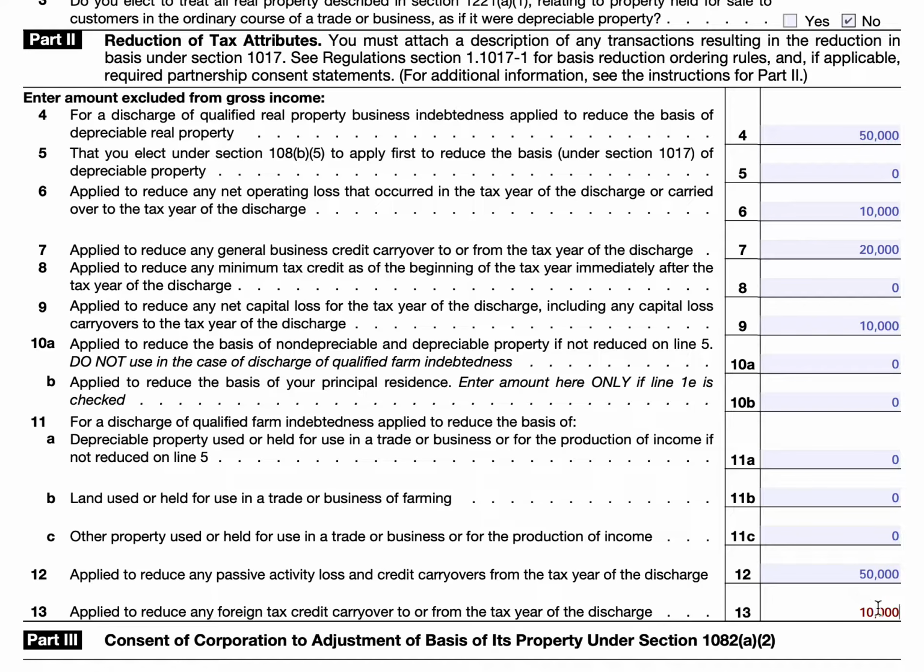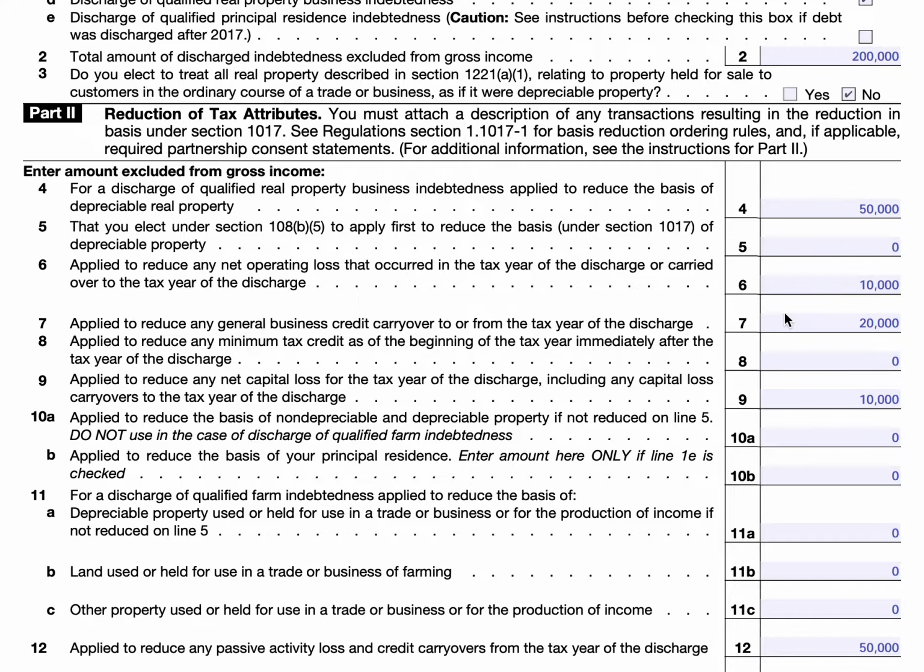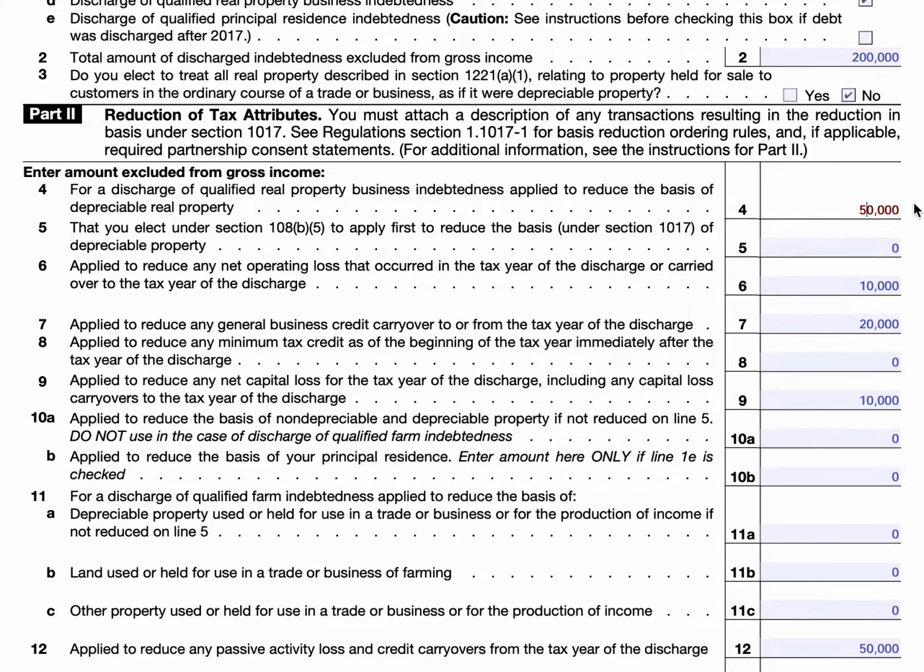So if we look back, we'll see that we've got $50,000, $100,000, $150,000 here. We need to go back and figure out where we can allocate the other $50,000. And I'm going to push the easy button here and just reduce our basis under line 4 for qualified real property business debt. We're simply going to reduce the basis of the depreciable real property that we own. So we're reducing our office building basis by $100,000 because we wiped out all of our tax credits and our capital loss carryovers.